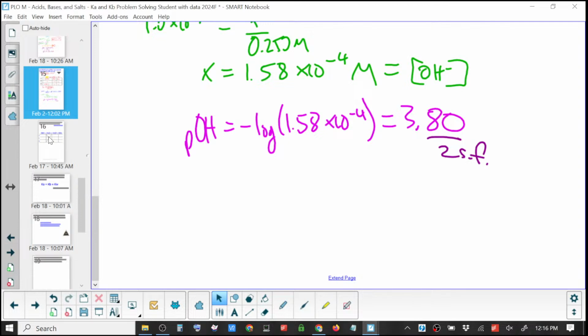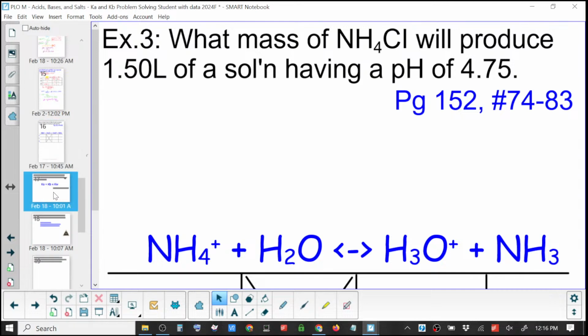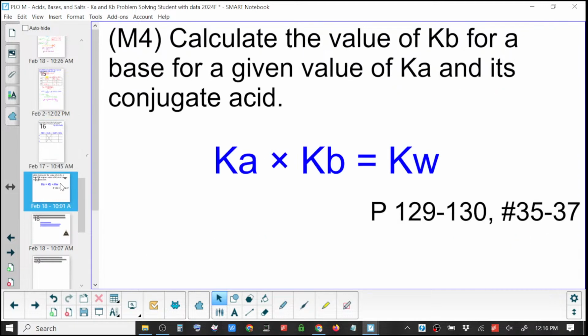Okay. So next up, we're going to skip that one because it's just a practice; we'll go back to it as a practice. Calculate the value of Kb for a base for the given value of Ka and its conjugate acid. We've already done this. It was implicit in the other questions that you had to know how to do this. We've already derived the equation. This is just the official Kb equation for it, so you know where it is.